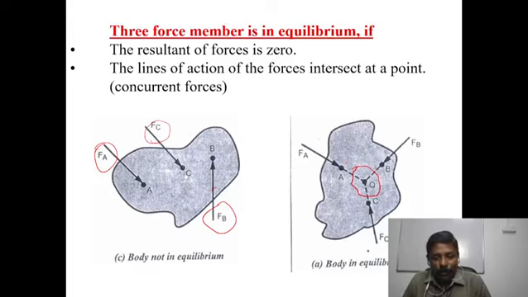And if you draw the force polygon, they should form a closed polygon. So that is the condition for a three force member in equilibrium.